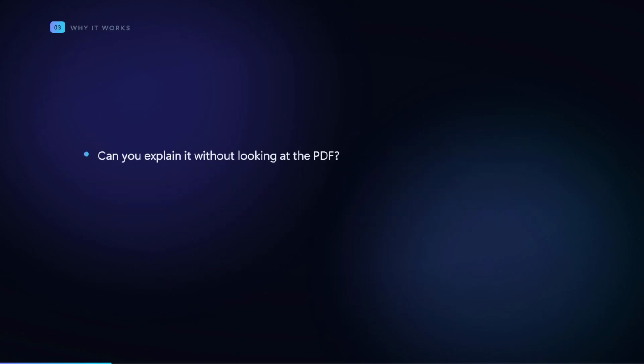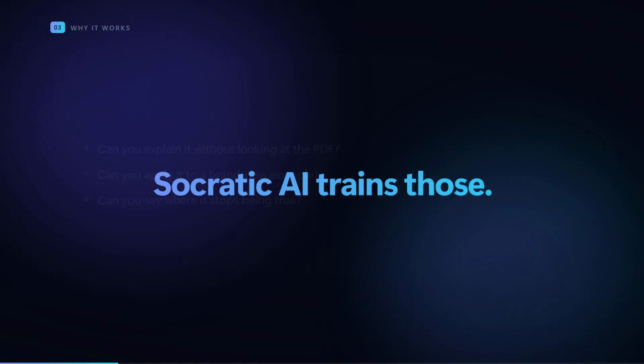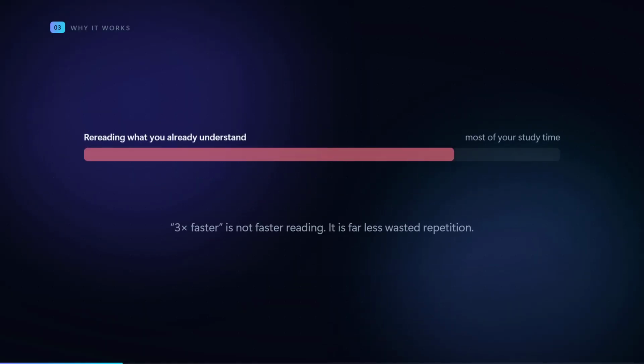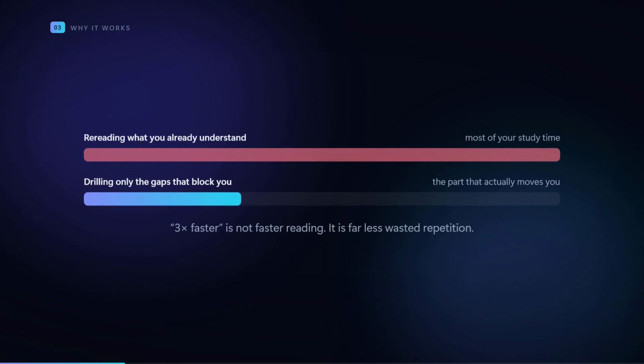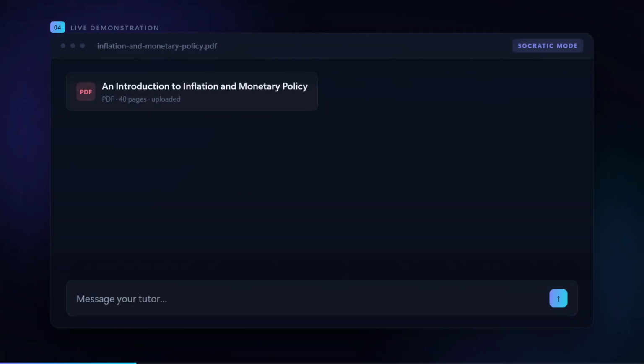Can you explain the idea without looking at the PDF? Can you apply it to a new example? Can you identify where it stops being true? Socratic AI trains those abilities. And the 3 times faster part does not mean you will magically read 3 times faster. It means you waste far less time rereading material you already understand, while ignoring the exact gaps that are holding you back. For this demonstration, imagine I have uploaded a PDF called An Introduction to Inflation and Monetary Policy.